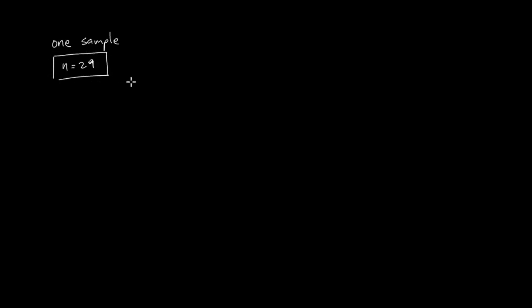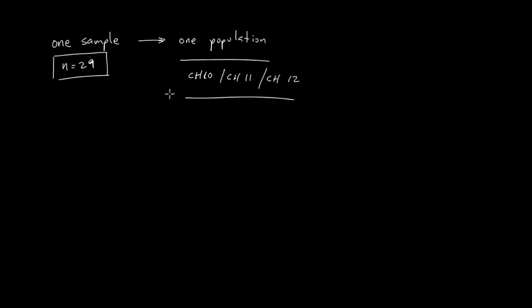That's my sample size. Now, one sample automatically means one population. So how does this help me? Well, knowing that I have one population means that it's either going to be a chapter 10 question, a chapter 11 question, or a chapter 12 question. Anything from chapters 13 and 14, and for the most part even 15, would be dealing with more than one population. So I know that so far I've narrowed it down to these three chapters. This is the first piece of information that I'm going to make use of.